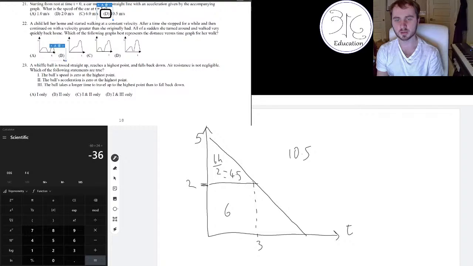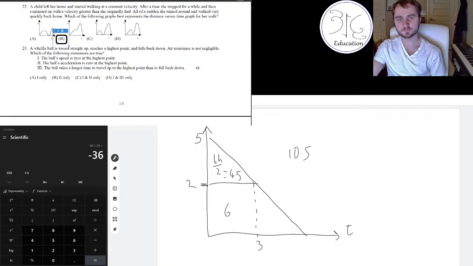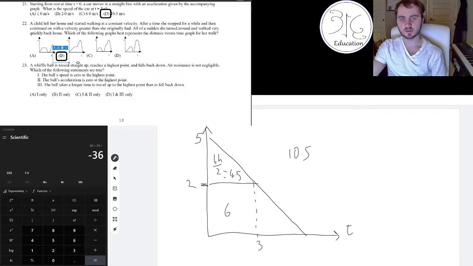This would be B. Because she starts out with a velocity, that's what we've got here. She stops, that's this time here. Continues with a greater velocity, that's this part, moving at a steeper angle. Then turns around and goes home quickly, and that's when she actually changes directions and we start going back down. These little parts where we go back down earlier are not accounted for in the story, so we don't want any of those options. So yeah, we're just going to stick to this one.